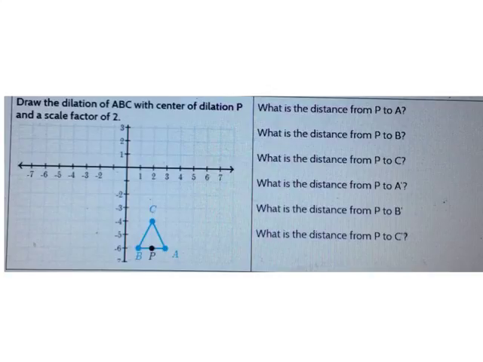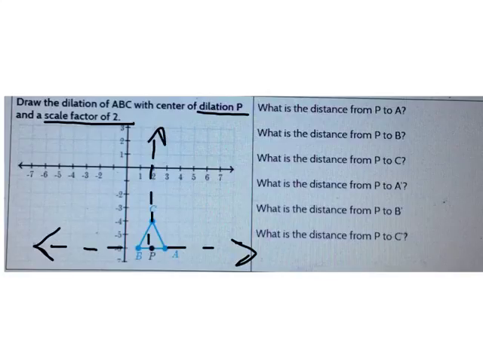Draw the dilation of ABC with a center of dilation P and a scale factor of 2. So each point will be 2 times the distance from P on a straight line away from P. What is the original distance from P to A? It's 1 unit. What is the original distance from P to B? It's 1 unit.